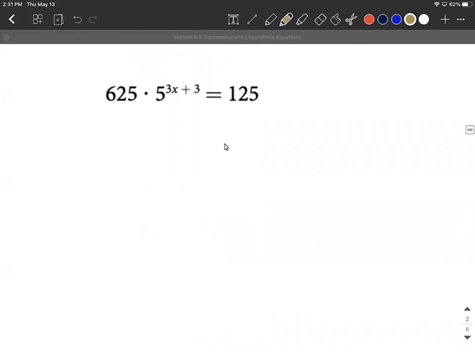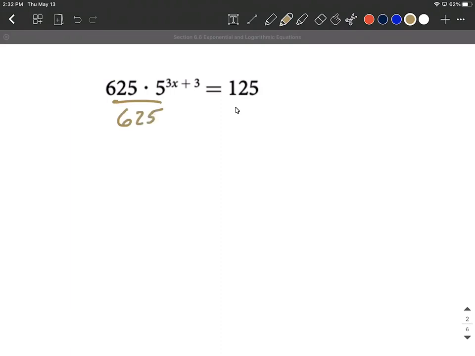2 more real quickly. In this next case, what we have is 625 multiplied by 5 raised to a power equals 125. So we have a couple different options here. Again, we could aim to get 5 as our common base for all of our numbers here. The 625 and the 125 we could rewrite as 5 to a power, or we could isolate that 5 to a power by dividing both sides by 625. Either way you do it, it's going to be correct as long as we are careful about our steps.